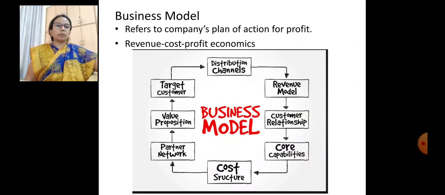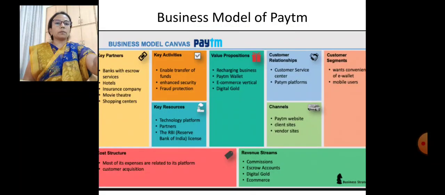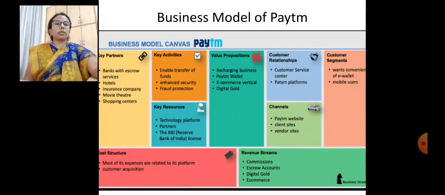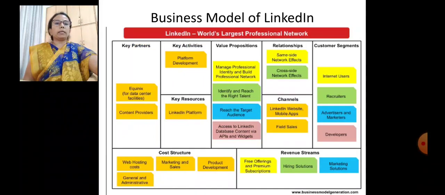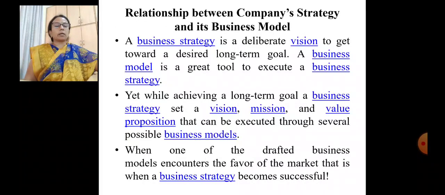As you can see, the business model is defined and presented this way. It refers to the company's plan of action for profit, and it includes revenue, cost, profit, economics. So here are some examples of the business model of LinkedIn, and I've even included the business model of Paytm. This is how the business model has been prepared by the companies Paytm and LinkedIn, which I've included in the slide. You can go through it later. Talking about the relationship between company strategy and its business model.